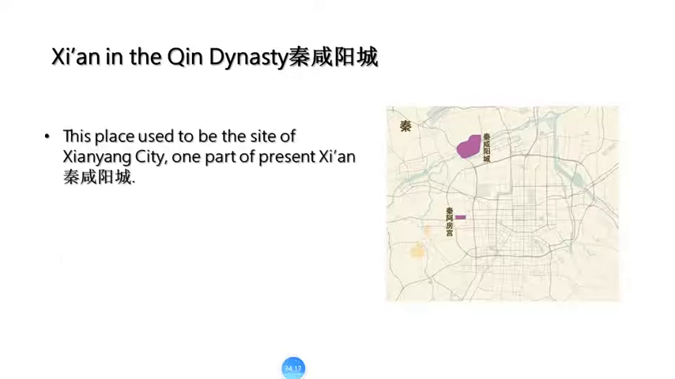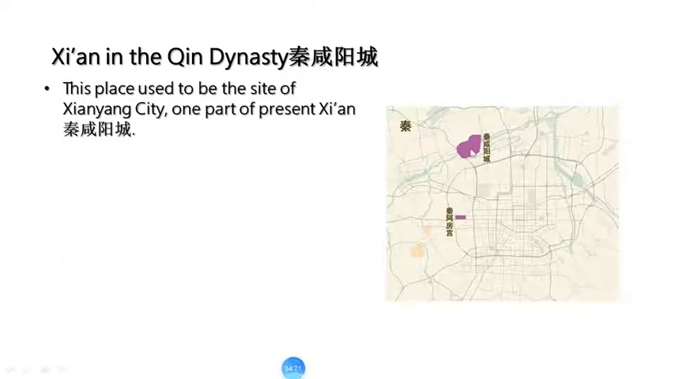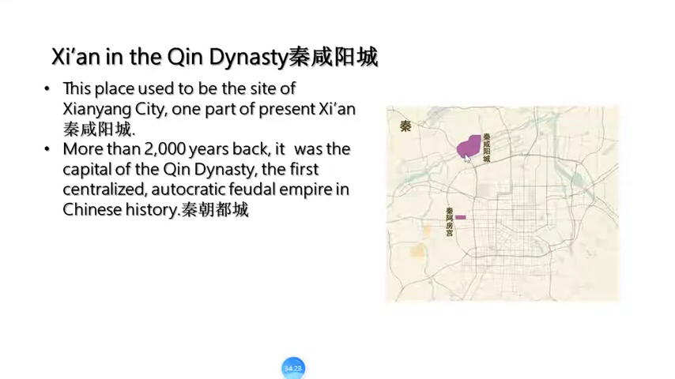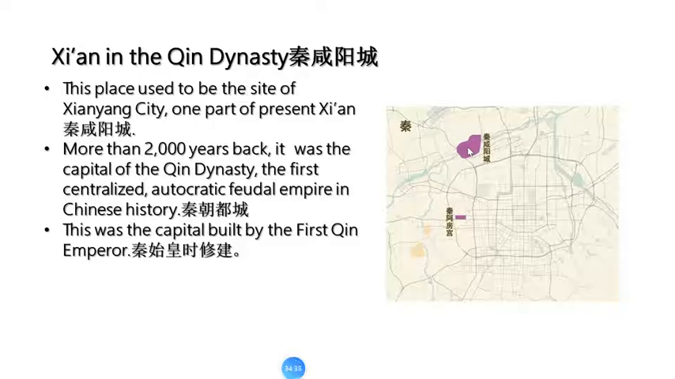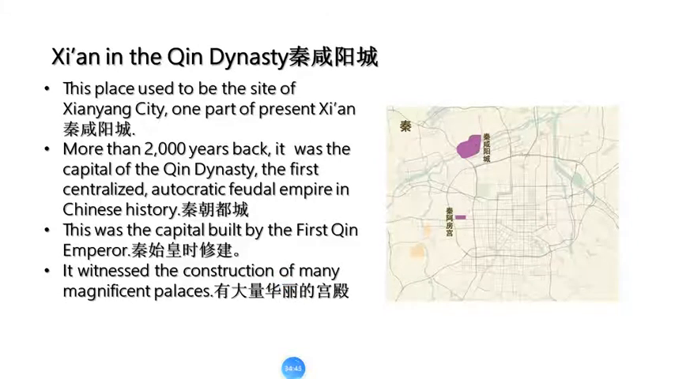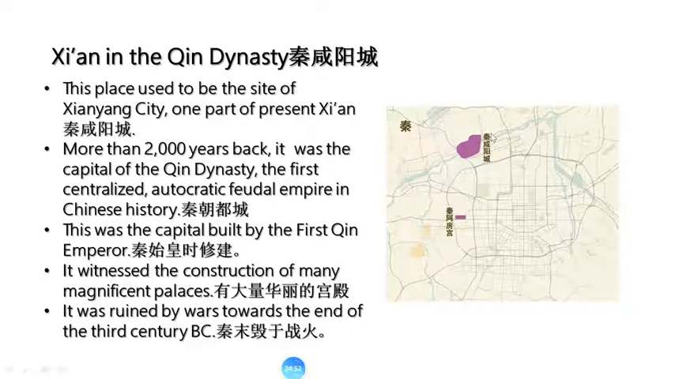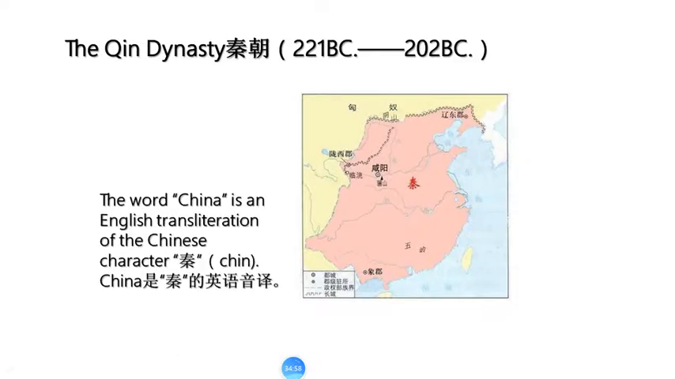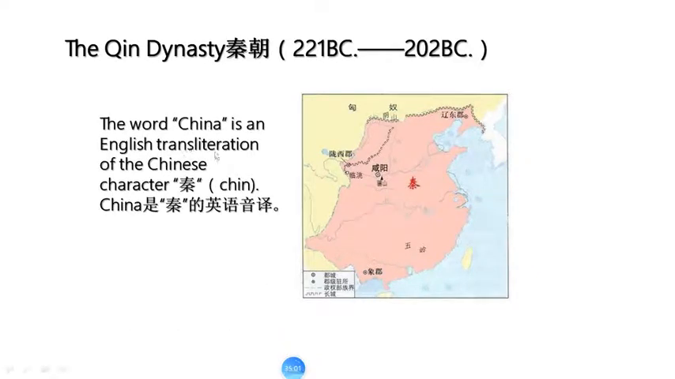Xi'an in the Qin Dynasty. This place used to be the site of Xianyang City, one part of present Xi'an. More than 2,000 years back, it was the capital of the Qin Dynasty, the first centralized autocratic feudal empire in Chinese history. This was a capital built by the first Qin Emperor. It witnessed the construction of many magnificent palaces. It was ruined by wars towards the end of the 3rd century BC. The word China is an English transliteration of the Chinese character Qin.